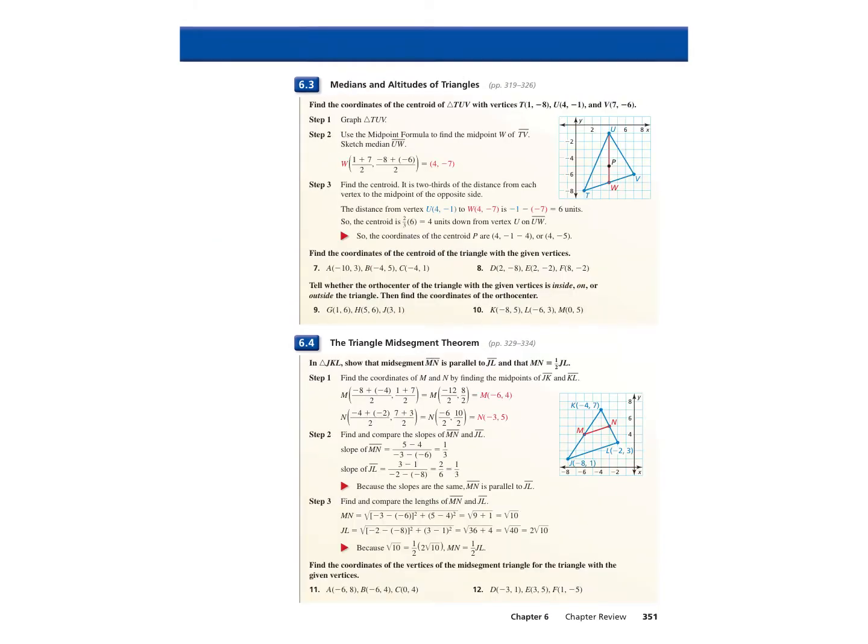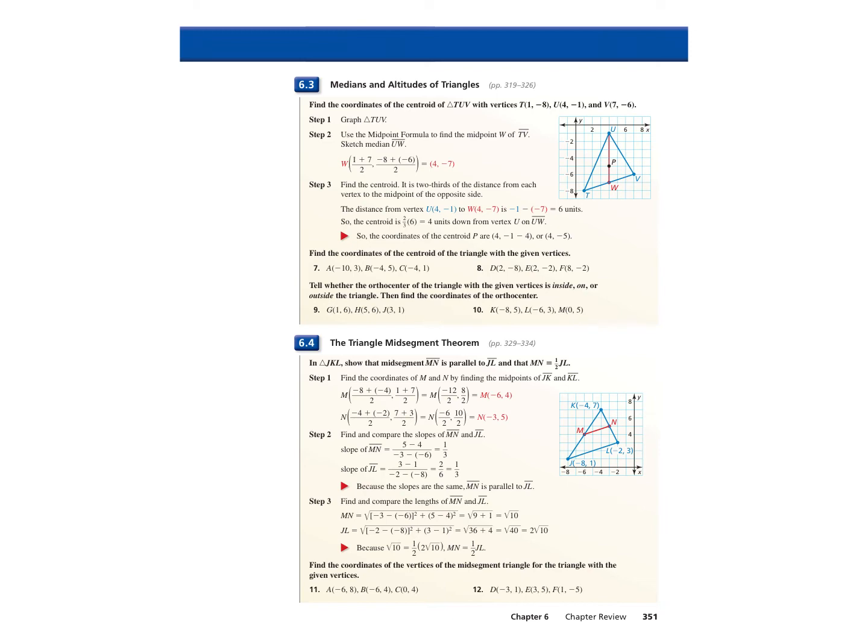Then in 6.3, this is where we talked about altitudes and medians. Be able to find the length of, say, the median. Find the length of it, or the partial. That's the 2/3, 1/3. Be able to find the location of that centroid. That was on the quiz. You should be able to do the trick there. Be able to find the location of the orthocenter, and that's where all of your altitudes meet.